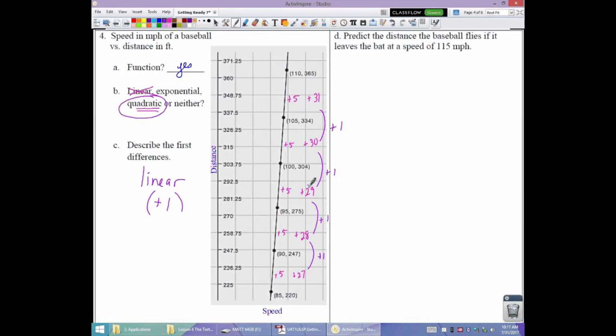So predict the distance the baseball flies if it leaves the bat at a speed of 115. Well, that's just the very next point following this pattern. So if we went to 115, up another 5 for the x values, we would this time go up 32 on the y values, so that would put us at 397. And that's not a rough estimate. According to this pattern, we should all predict exactly 397.